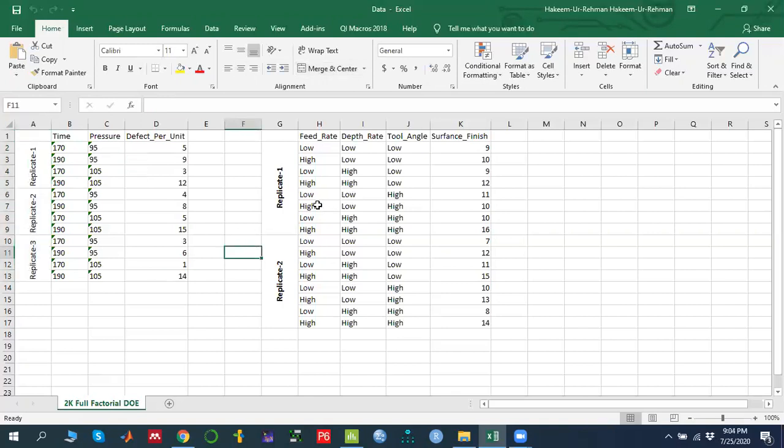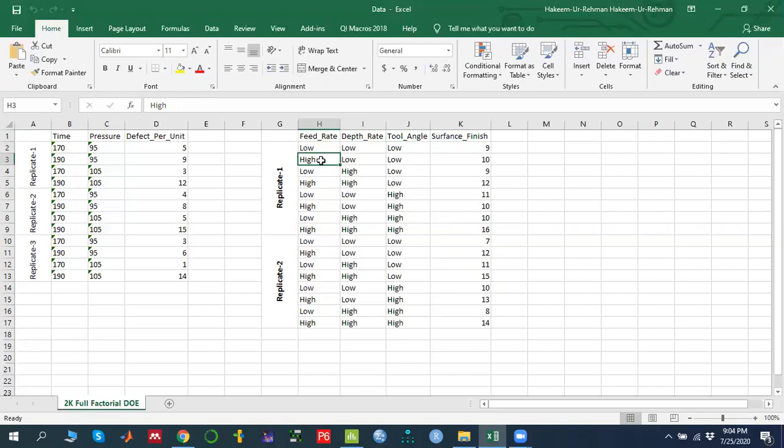In this particular video, our focus will be on 2^3. That means we have 3 factors. One is feed rate, that is the experimental factor. As the second factor, we have depth rate. The third factor is tool angle. And we are interested in checking the surface finish of our product. As we are discussing 2^k, every factor has only 2 levels. So one is low, another is high.